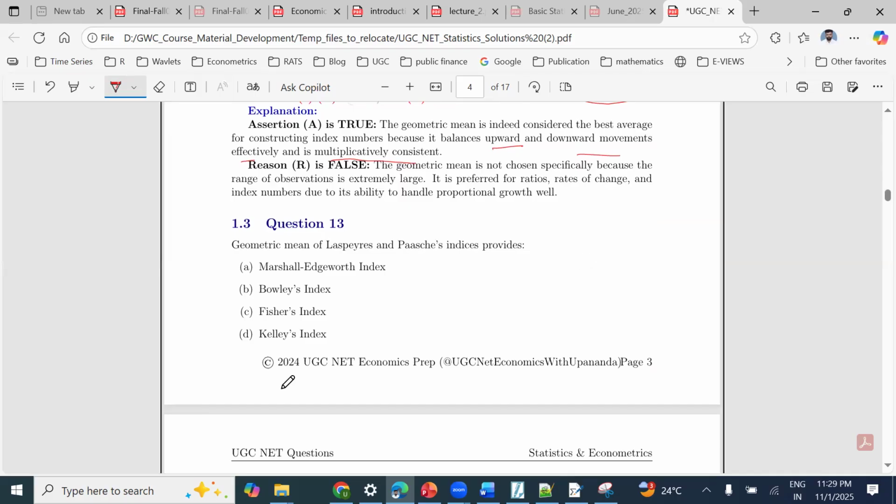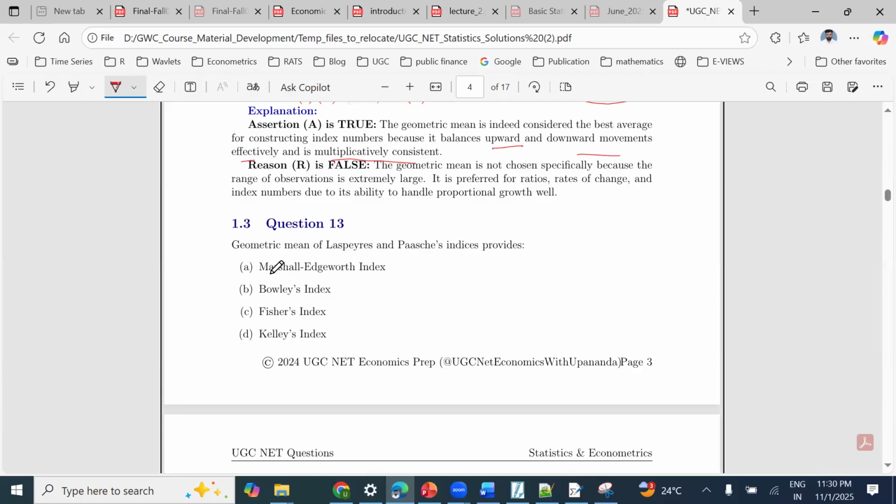Okay. So next, I think this is a very interesting question. Who is going to tell me? The geometric mean of Laspeyres and Paasche indices provides what? Who will tell? Madhusmita? Sir, Fisher index. Fisher index, sir. You all know it, right? Very good. But now we'll discuss each one of these indices.